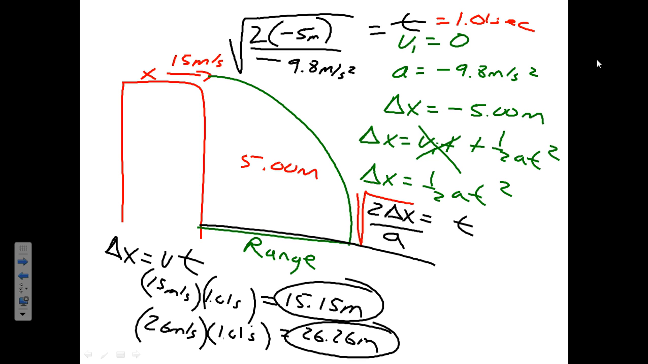The question asks us how far apart are they? So let's just subtract those two, right? So let's go 26.26 minus 15.15, and we get 11.11. We need 3 significant digits in this problem, so just 11.1 meters apart.